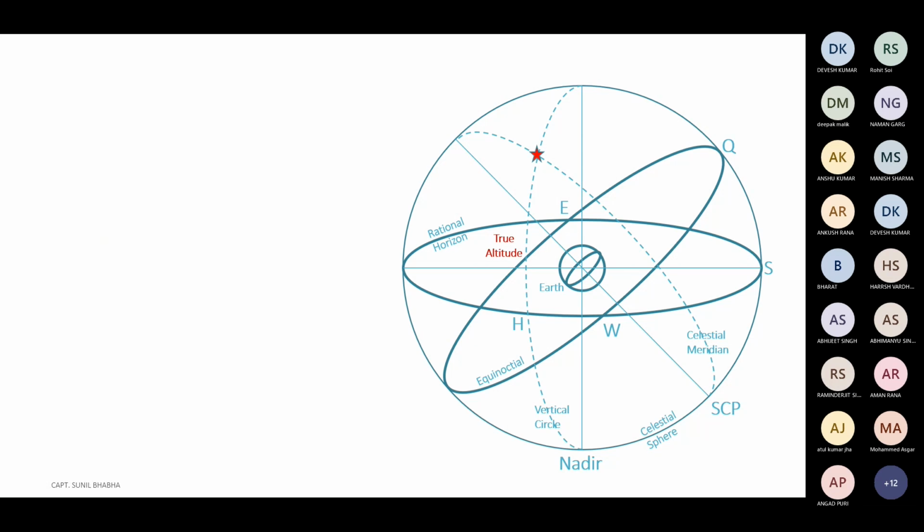Now, having understood both these systems of reference, that is the equinoctial system, which is based on the equinoctial and the celestial poles, and the horizon system, which is based on the rational horizon and the zenith and nadir, or the vertical circles, we can now move on to understand the concept of the PZX triangle.